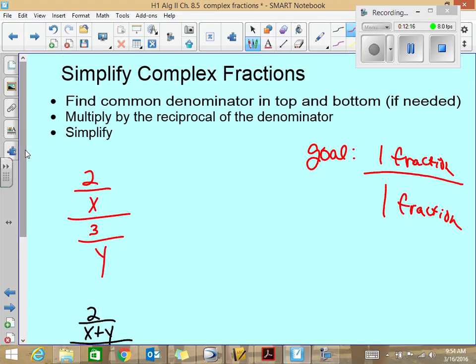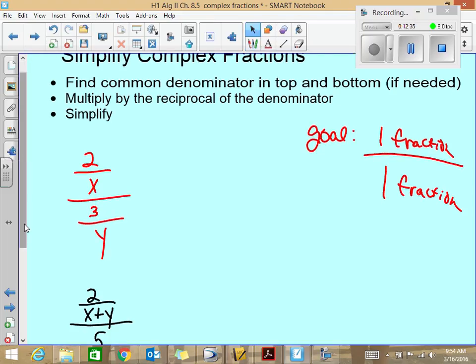So we'll look over these steps. First, we need to find the common denominator in the top and bottom if needed. If we don't already have a fraction over a fraction, we have to combine them. Then we multiply by the reciprocal and simplify. This first one is a fraction over a fraction, even though there's variables. So we keep, we change to multiplication, and we flip the bottom. Then we multiply across, so we get 2y over 3x.